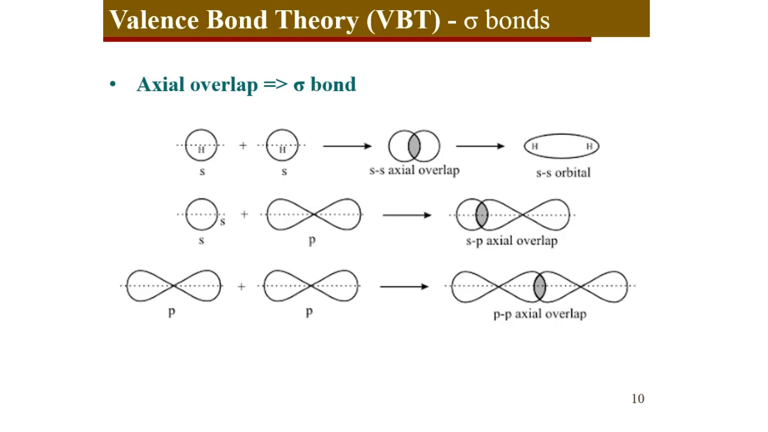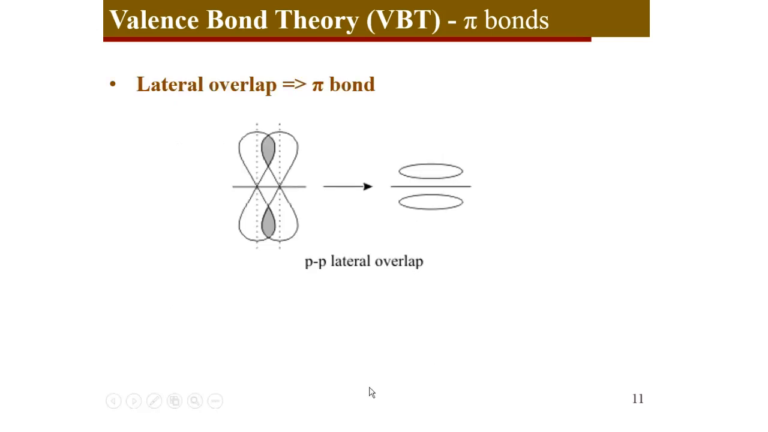For axial overlapping, here are some examples. The first is two s orbitals undergoing axial overlapping to get an ss overlapped new orbital; with s and p you get sp overlapping; and p and p along the axis. This is normally represented by pz, lying along this axis. The pz orbitals undergo head-to-head or axial overlapping to get this kind of new system. Coming to lateral overlapping, px and py orbitals. Two px orbitals, one from one atom and the other from the other atom, when they lie parallel or sidewise, can undergo overlapping to get a new system. This overlapping results in pi bond formation.